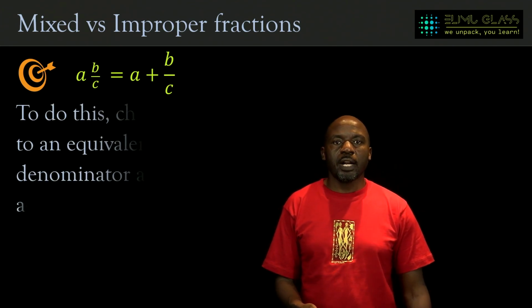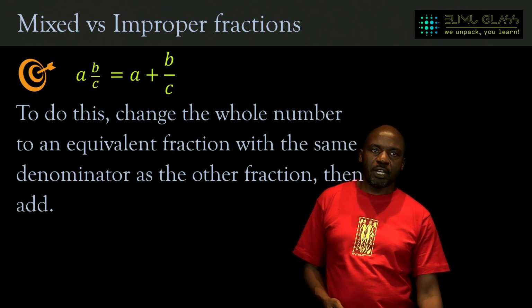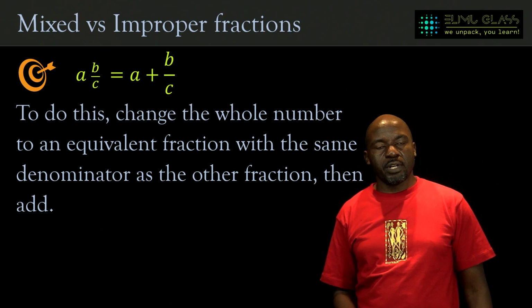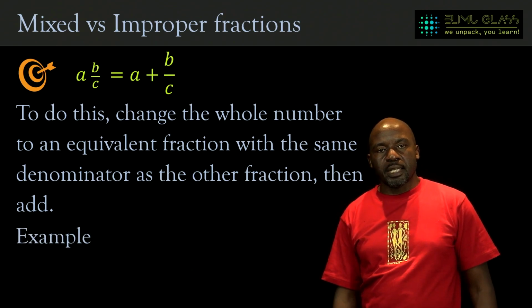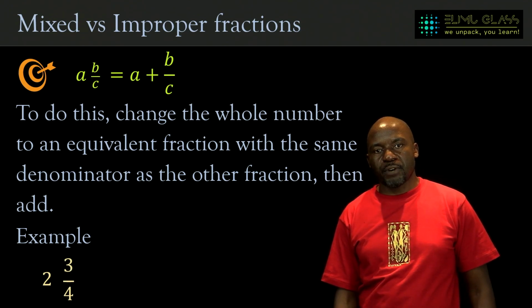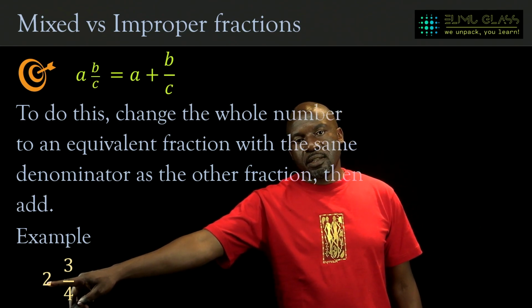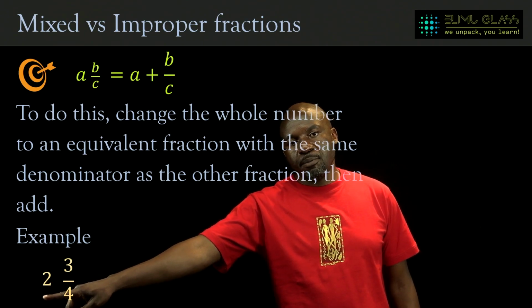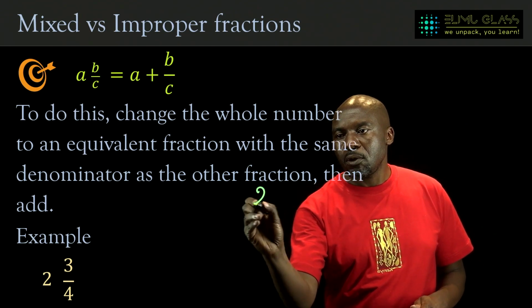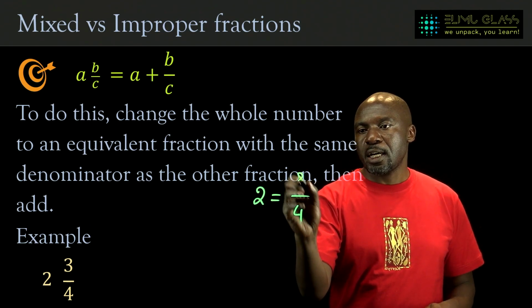Okay? All right. So to do this, we change the whole number to an equivalent fraction with the same denominator as the other fraction. Let me just show this with an example so you understand what's going on here. So here is an example. We have 2 and 3 over 4. So this is a mixed fraction. Now, we know the denominator is 4, so we want to express this 2 as an improper fraction with a denominator of 4. So there is a number over 4 that is equal to 2. So 2 is the same thing as something over 4. So obviously the number that is here has to be 8.